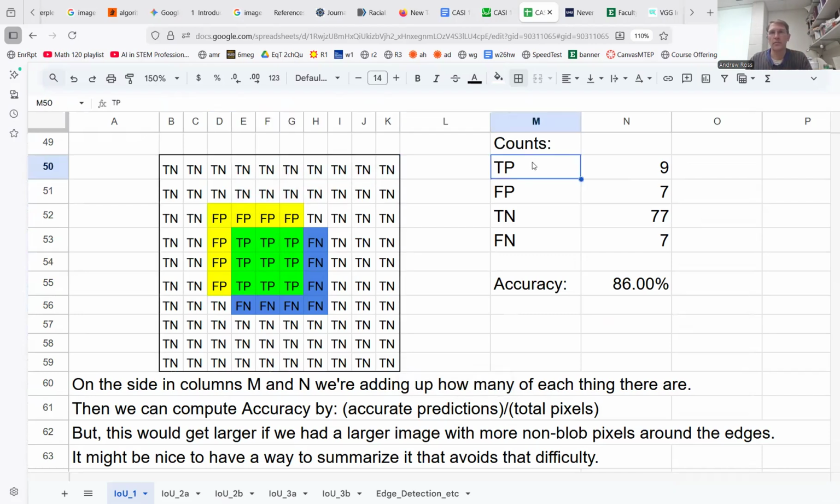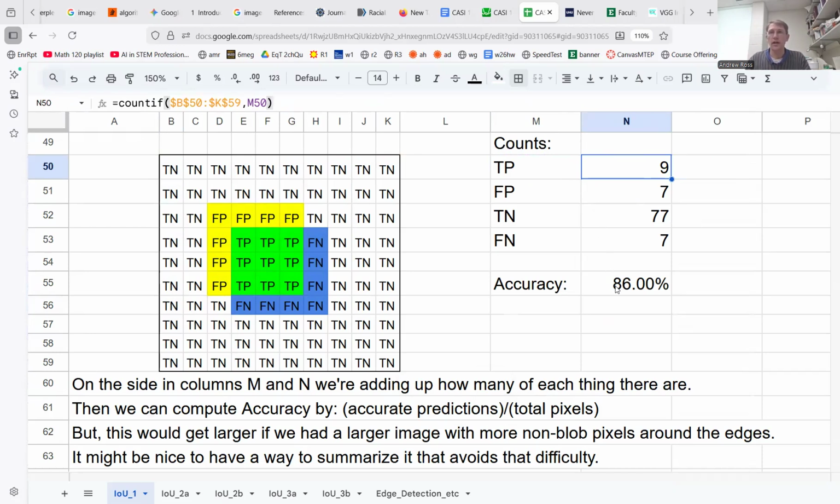Over on the side here in column M and N, I'm putting in a way to count the false positives and the true positives, etc. You don't have to know the spreadsheet formula here, but it is a kind of nice Excel or spreadsheet trick to know how to do that.